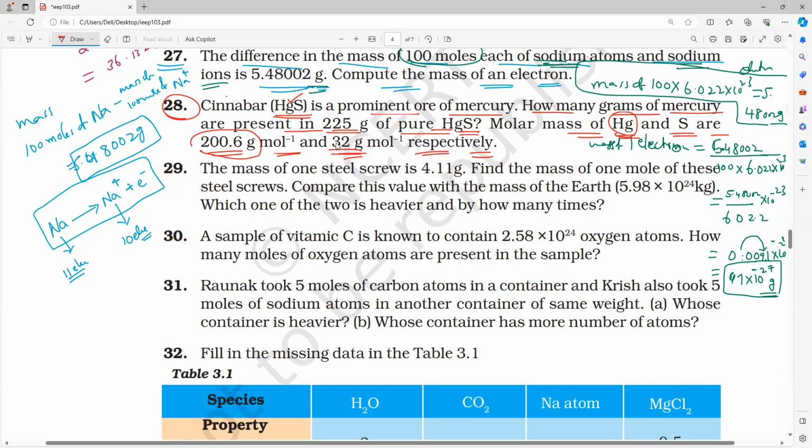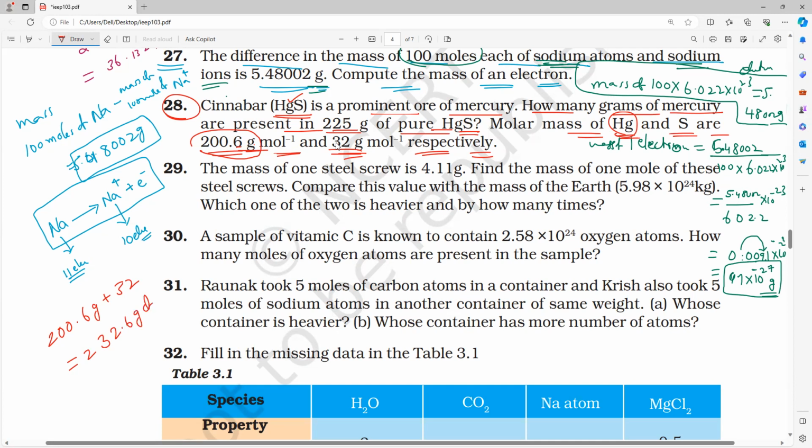Let us solve this now. What is the total molar mass? You can see 200.6 plus 32, molar mass of mercury plus molar mass of sulfur. Both equal how much? 232.6. So now they are asking only for the mercury. If we take the total molar mass, we have 200.6 grams plus 32, which equals totally how much?